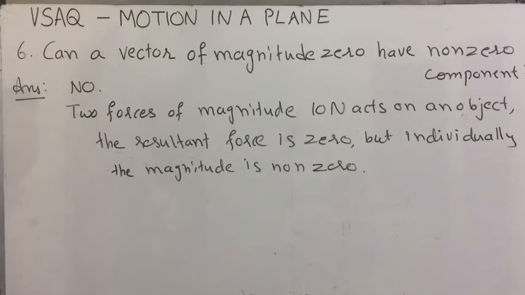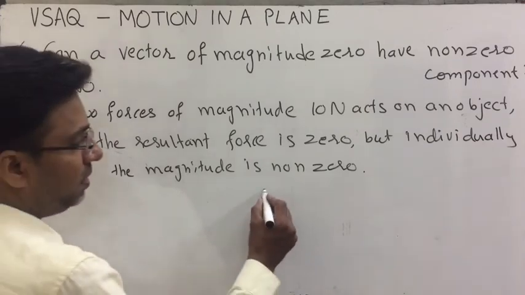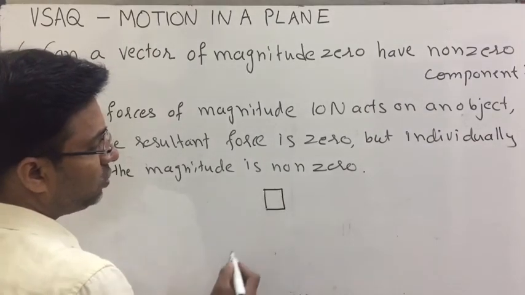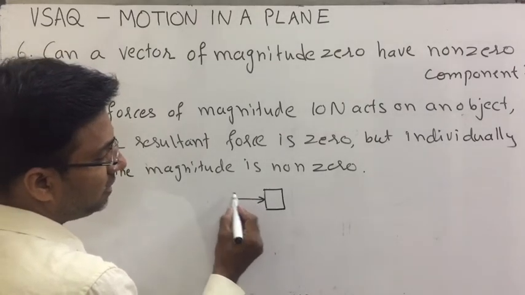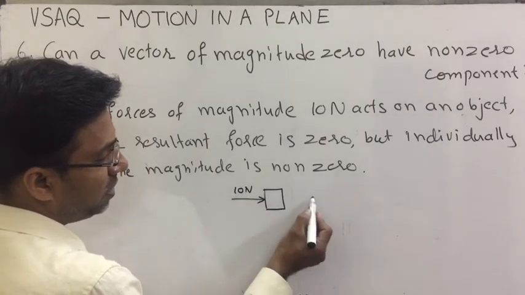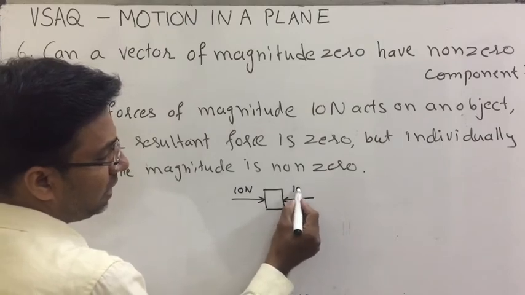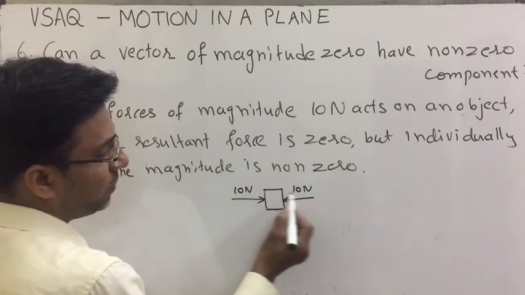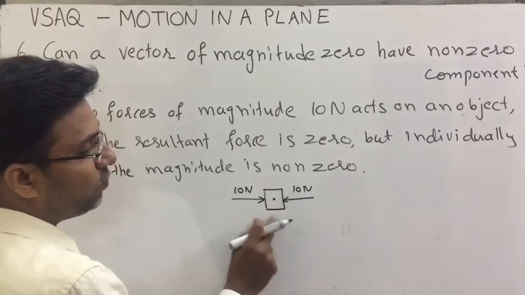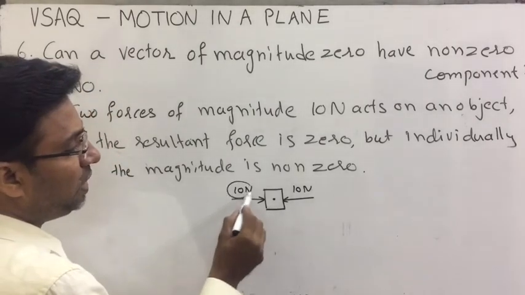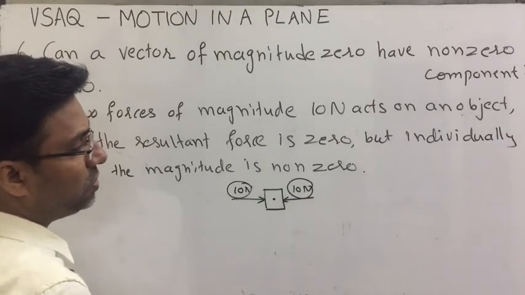Next question. Can a vector of magnitude 0 have a non-zero component? The answer is no. Let us see why. For example, there is an object, and on this object two forces are acting in opposite directions. One force is acting like this, for example 10 newtons, and the other force is acting like this. Two forces are equal and opposite acting on an object. The resultant of these two forces is 0, but individually they have non-zero components.